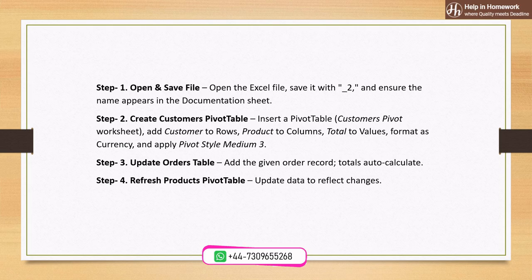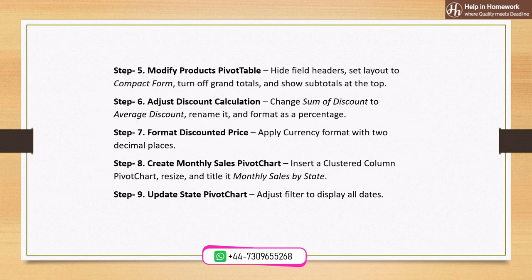Step 3. Update orders table, add the given order record, totals auto-calculate. Step 4. Refresh products pivot table, update data to reflect changes. Step 5. Modify products pivot table, hide field headers, set layout to compact form, turn off grand totals, and show subtotals at the top.